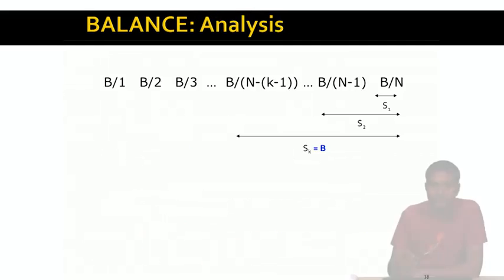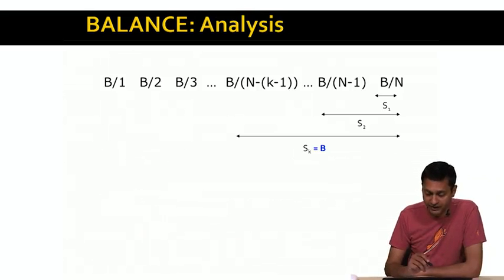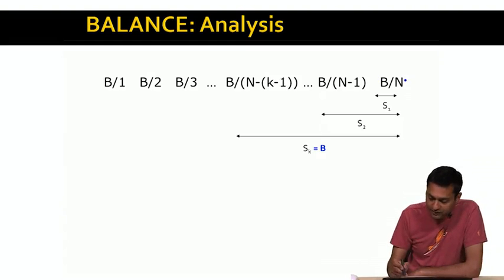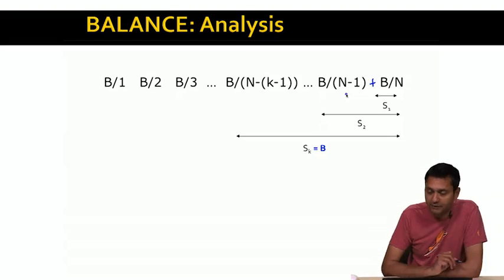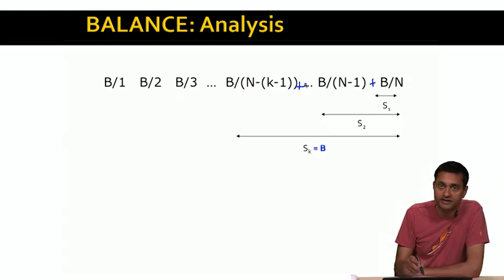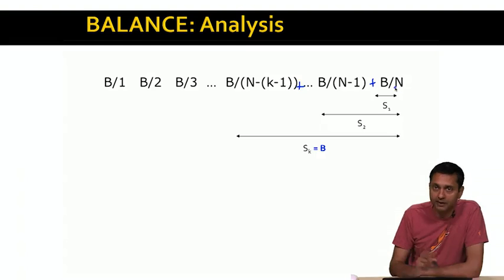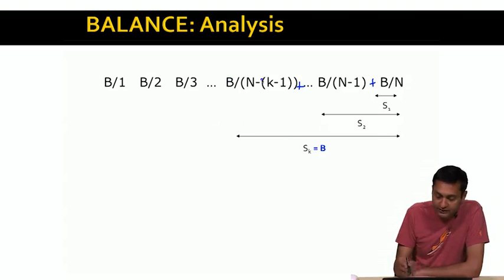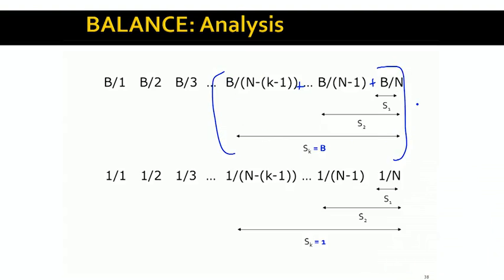Now let's just look at this simple graphic that shows the allocations to the different advertisers. The allocation to the first advertiser, S1, is just B by n. The allocation to the second advertiser, which is S2, is B by n plus B by n minus 1. The allocation to the third advertiser is the sum of the first three terms, and so on. The allocation to the kth advertiser is the sum of the last k terms in the series, B divided by n minus k minus 1, all the way to B by n. And we want to find the smallest k such that the sum of this series is greater than or equal to B.